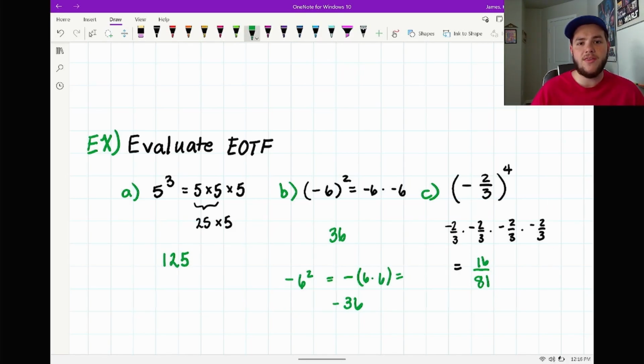Notice when I multiply those negative 2/3 by themselves 4 times, I have a negative and a negative, which makes positive, times a negative makes it negative, times a negative makes it positive again. And then, of course, when we multiply fractions, we multiply our numerators together and multiply our denominators together separately. So that leaves us with 16 over 81.